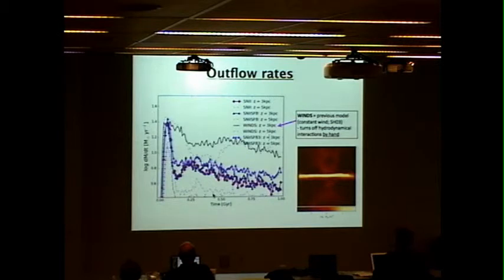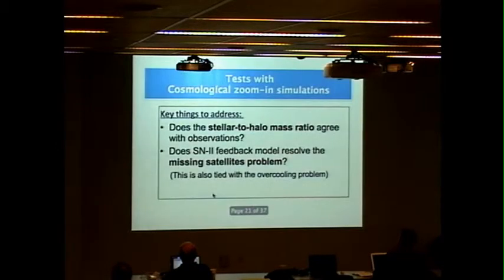Outflow rates, we also computed this. We set basically a plane at fixed height from the disk, like 3 kiloparsec, 5 kiloparsec, and measured how many SPH particles pass through the plane and measured the outflow rates as a function of time. And they do vary quite a bit depending on the models, but we do produce the nice galactic outflow based on this smaller-scale, Sedov-Taylor-based supernova feedback. Okay, so we're achieving this galactic wind without the constant wind model. So that's the idea. Okay, so now we move on to the tests with cosmological zoom-in simulations.